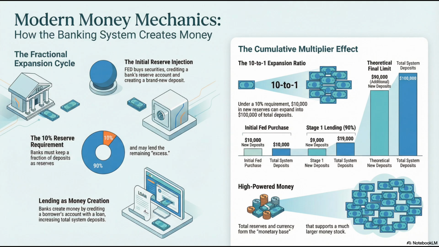Yep. But let's put a pin in the existential dread for a second. If this engine can spin up and multiply money like this, surely it has brakes, right? It can spin down. Oh, absolutely. The Fed can absolutely hit the brakes. The manual refers to this process as contraction. So how does contraction work? It's just the exact reverse of the expansion process.